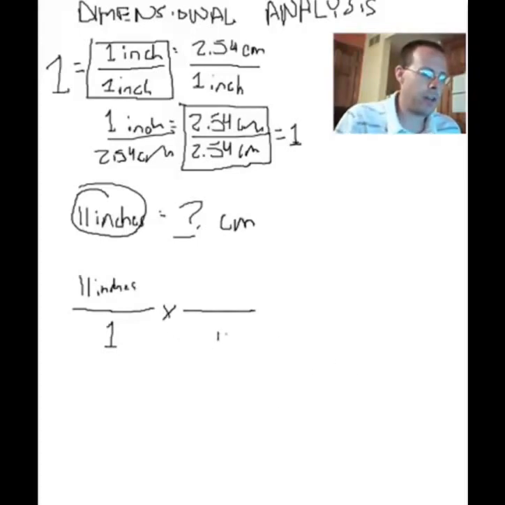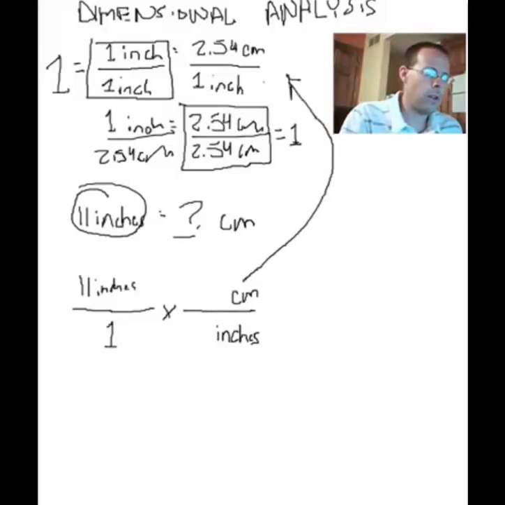Alright, we want to have inches in the denominator because, again, anything over itself equals 1. So we're going to have inches. And what do we want to go to? We want to go to centimeters. Okay, so centimeters. So is there a relationship with centimeters in the numerator and inches in the denominator? And there is. We listed it right up here. Okay. 2.54 centimeters equals 1 inch.